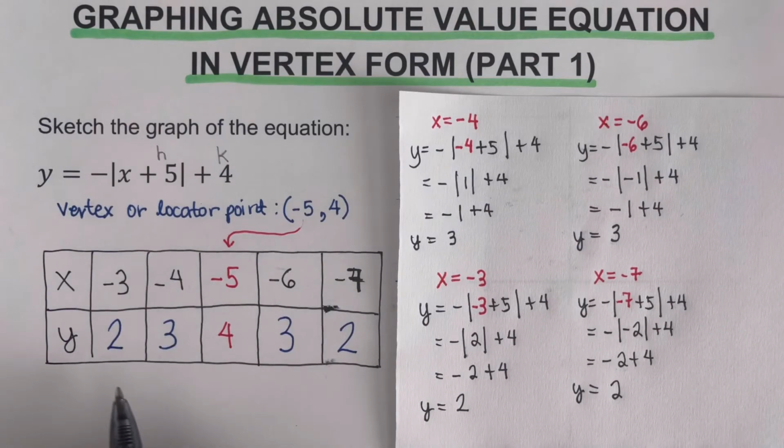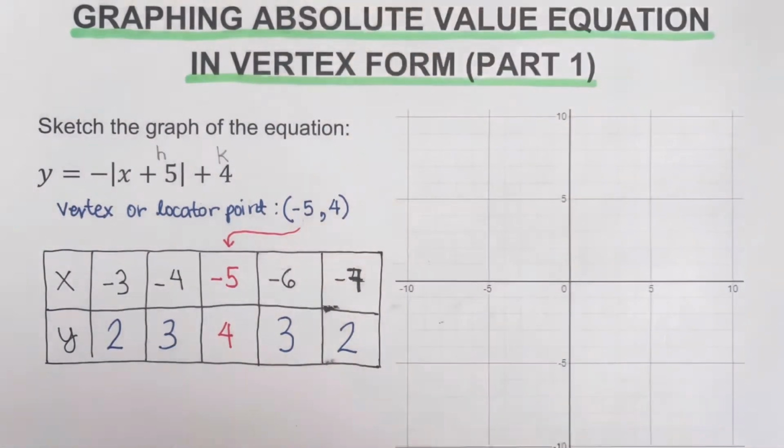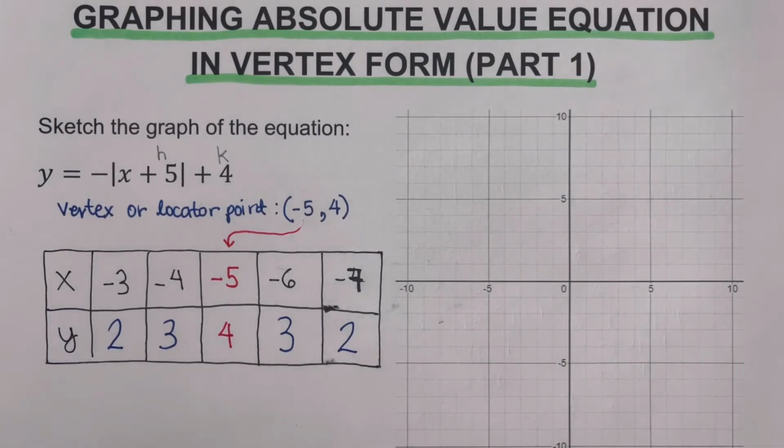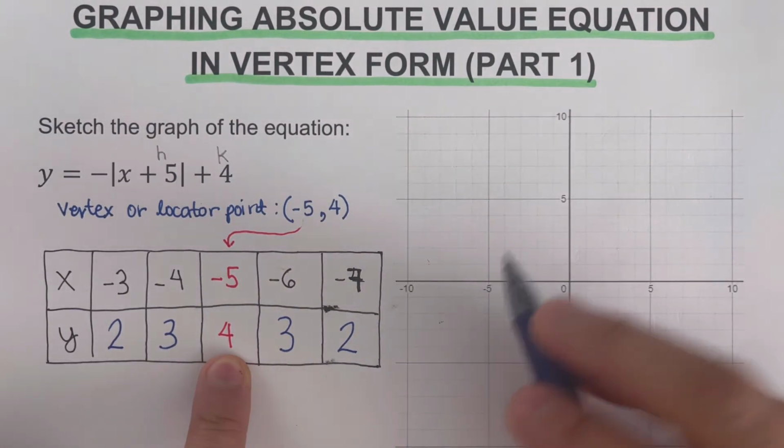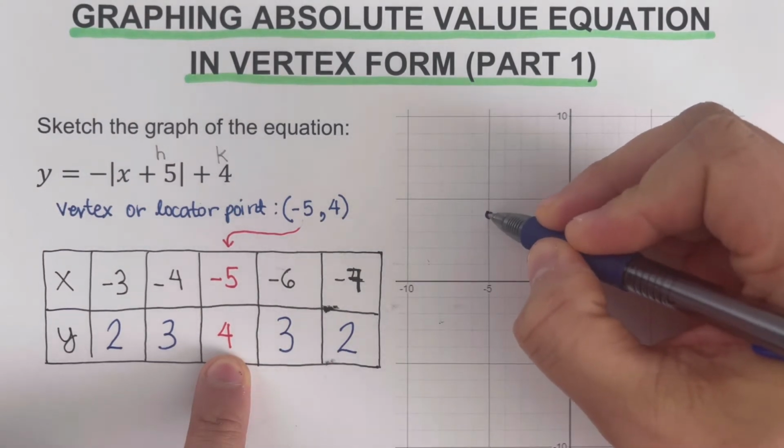So we have completed the table of values here, and this is the work right here. And so the next step is to sketch the graph of this absolute value equation. So we're going to start with the vertex. You can start anywhere, it doesn't matter. But we start with the vertex negative 5 and positive 4. So this is our vertex up here.